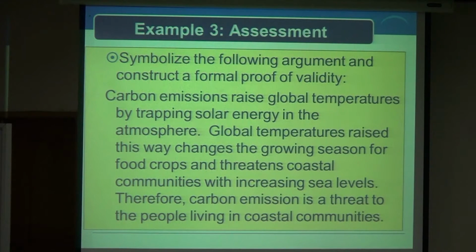Okay. So, carbon emissions raise global temperatures by trapping solar energy in the atmosphere. Global temperatures raised this way change the growing season for food crops and threaten coastal communities with increasing sea levels. Therefore, carbon emissions affect people living in coastal communities. This is one example. And I'm sure you can give a lot more examples depending upon the place, your community, the concerns, the priorities in your community.